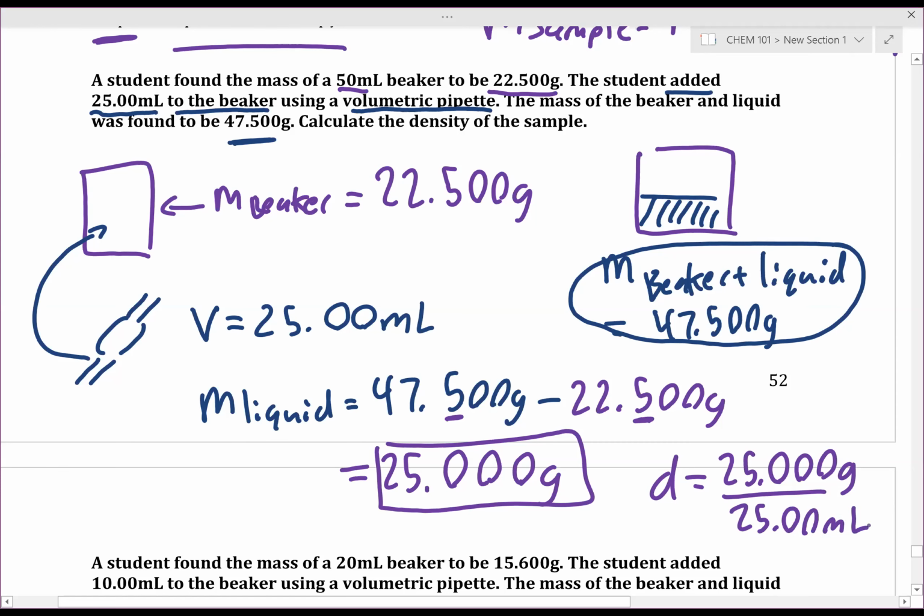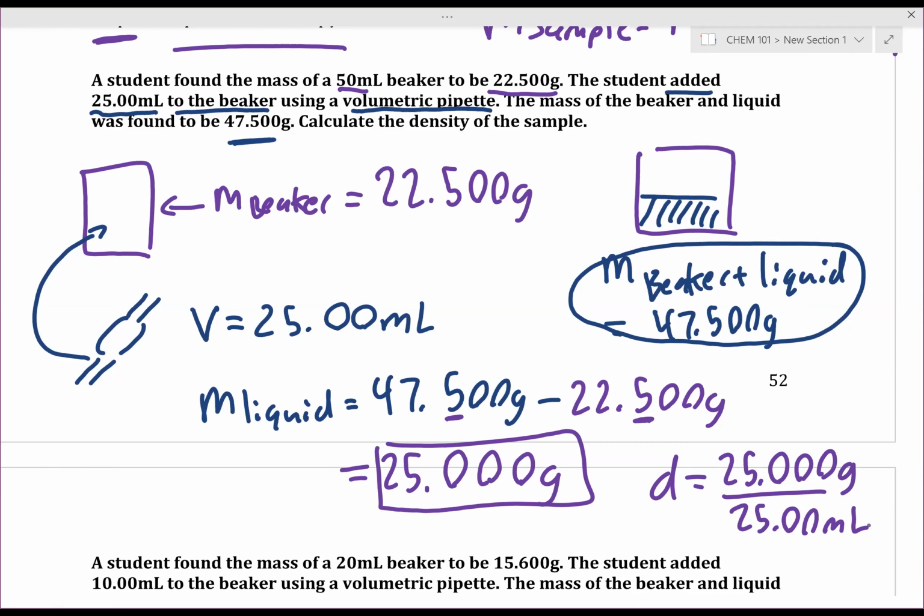25.00 milliliters, okay? Now, 25 over 25 is going to give us 1, but I'm concerned about sig figs. How many sig figs do we report? We are dividing two numbers, right? So what rules do we need to care about? Decimal places or sig figs? Sig figs. This top number has how many sig figs? 5. This bottom number has how many sig figs? So how many sig figs should our answer have?